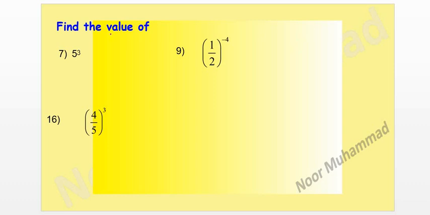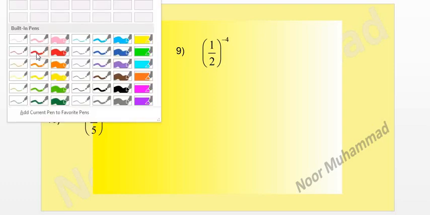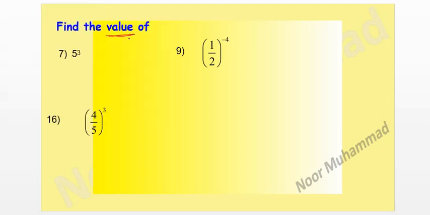Whenever they ask us to find the value, this is the keyword. That means that they want us to actually solve the question and find what the answer will be. It's not needed to write the answer in the index form. So as you know, we can write this 5 to the power 3 in expanded form. This is called the index form, and I'm going to write it in the expanded form.